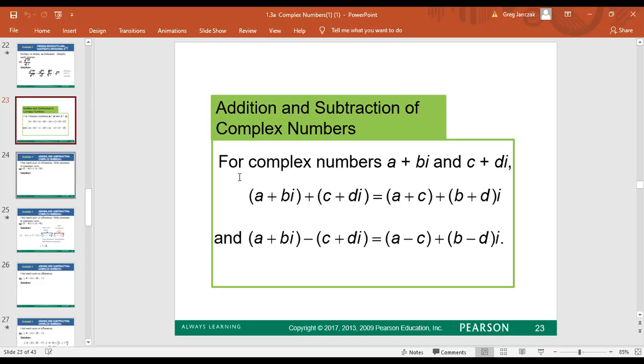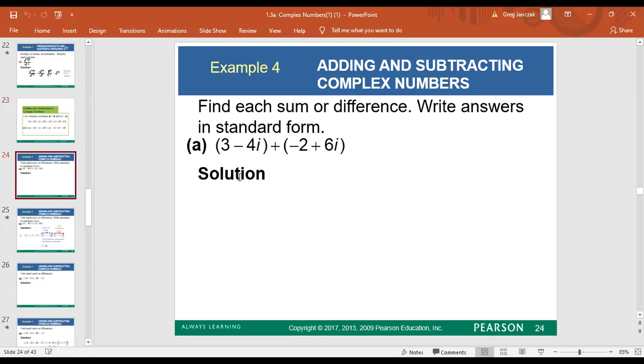Okay, let's take a look at this problem here. And here we want to add 3 minus 4i, which is one complex number. Now, a plus, and then you have a -2 plus 6i. Okay.